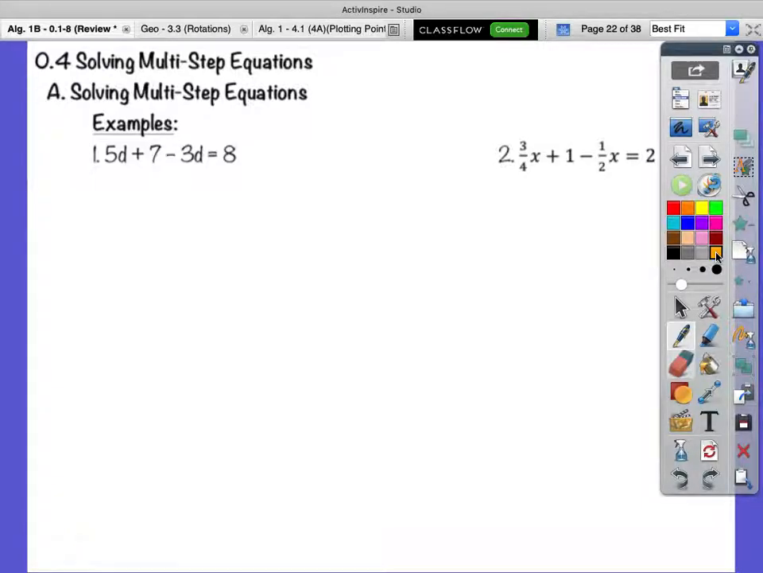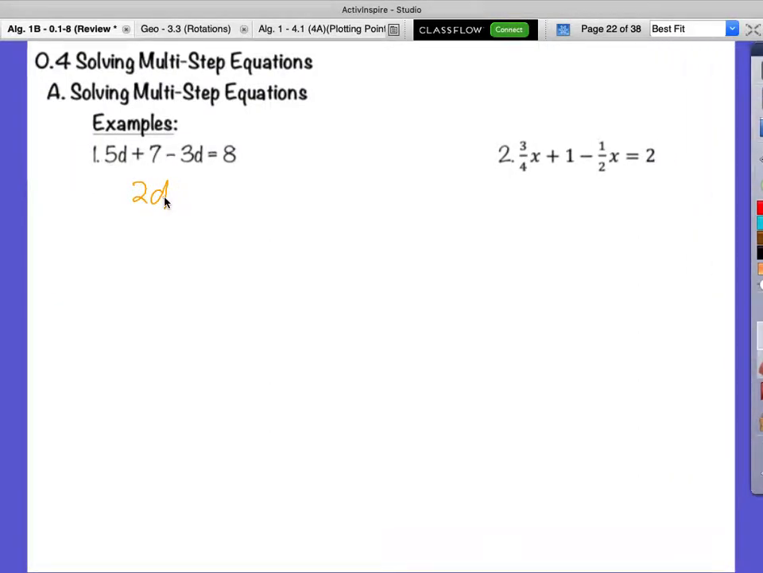5d and 3d, they both have d. So we have 5d minus 3d. What do those combine to be? 5d minus 3d is 2d. Not 3d. So 2d, and we still have the plus 7, don't we? Equals 8. Okay.